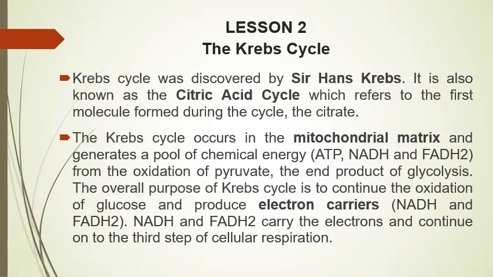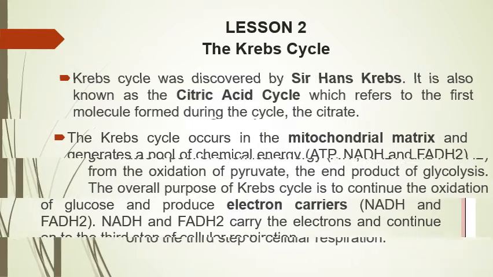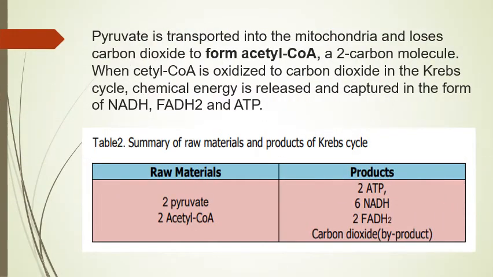NADH and FADH2 carry the electrons and continue on to the third step of cellular respiration. Pyruvate is transported into the mitochondria and loses carbon dioxide to form acetyl-CoA, a 2-carbon molecule. When acetyl-CoA is oxidized to carbon dioxide in the Krebs cycle, chemical energy is released and captured in the form of NADH, FADH2, and ATP.